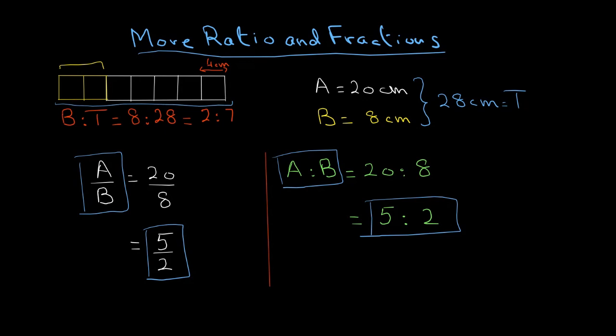And you can see the same thing over here. If I divide B by T, the total, what do I get? B over T is just equal to 8 over 28, which is again equal to 2/7. So you can see that you can play the same game.